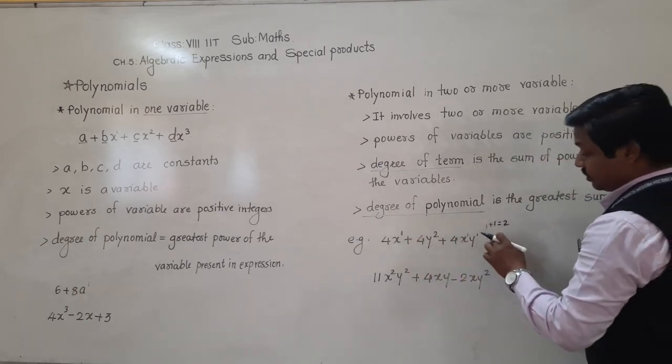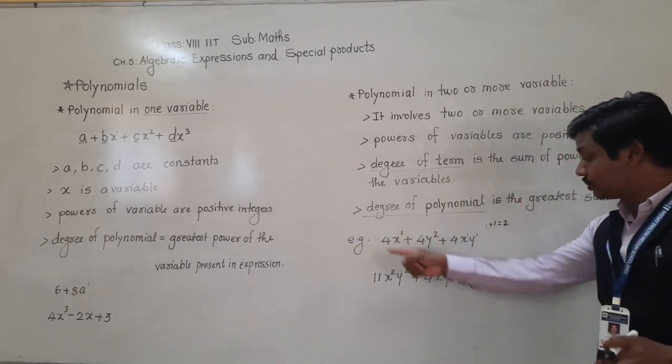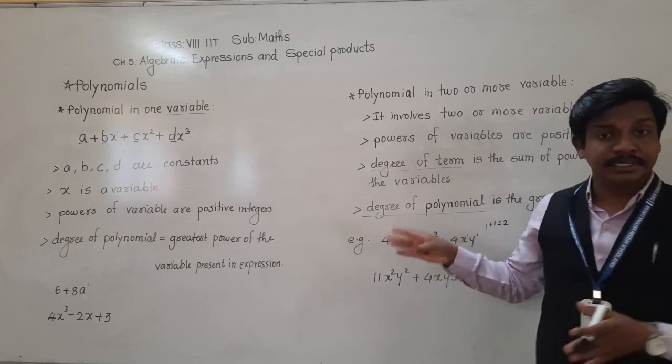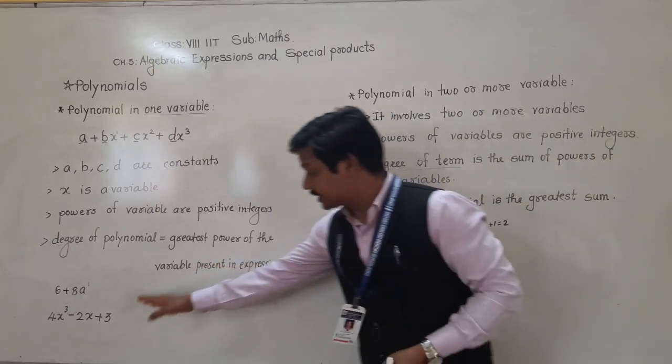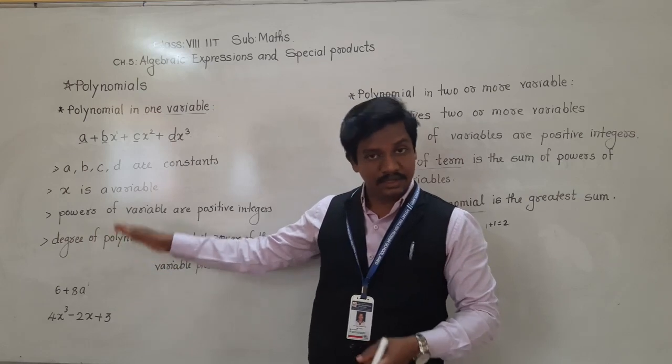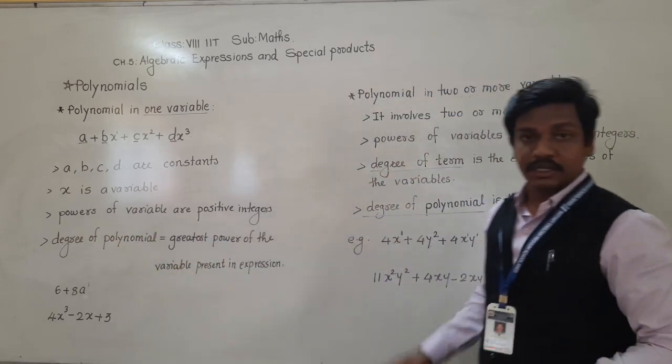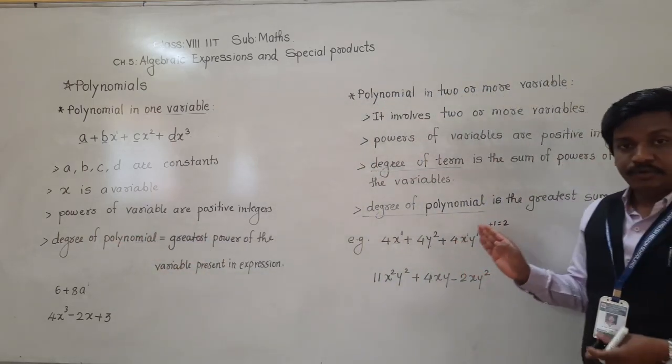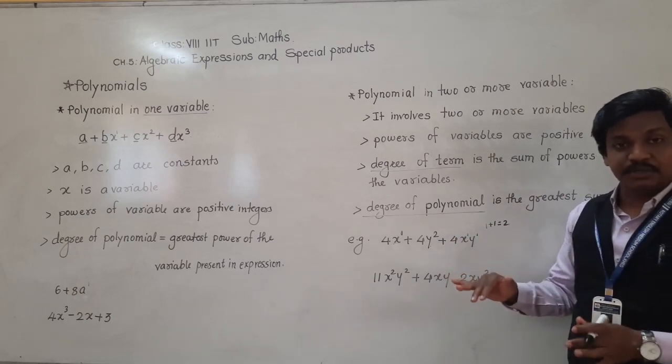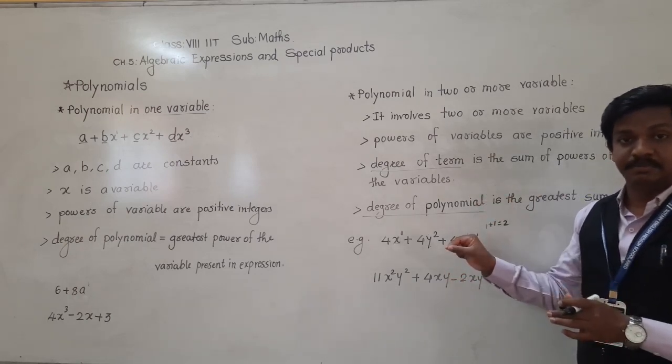Now the degree of the polynomial, the whole polynomial. What will be the degree of the polynomial? Earlier we took the highest power of the variable as the degree of the polynomial. So here what do we have to take? The highest, greatest, but what? Greatest sum.